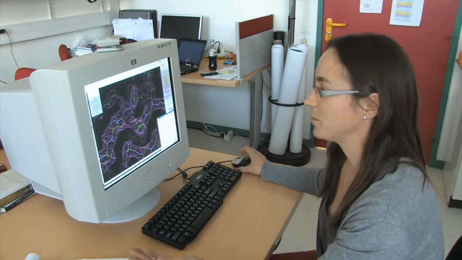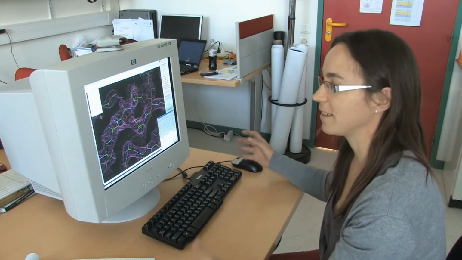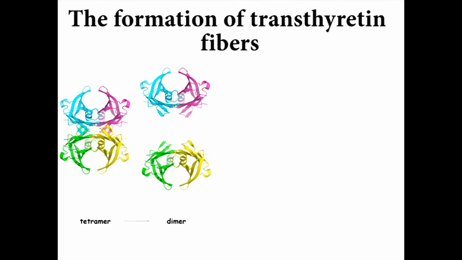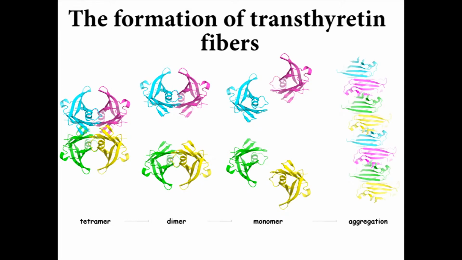So what we want to see here with neutrons is how this protein sticks together, because it's a homotetramer, means that there are 4 proteins that form one entity, and at a certain stage it sort of falls apart.